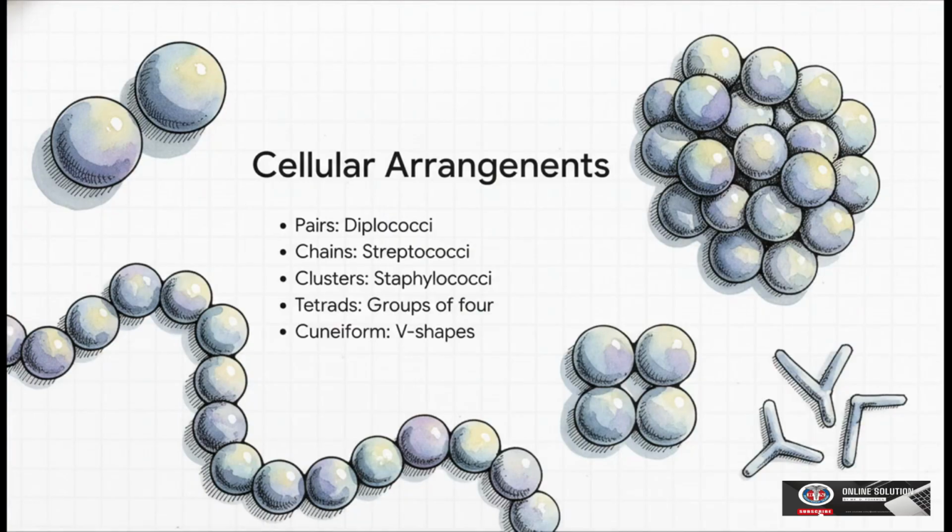But here's the thing. Bacteria rarely travel completely alone. The plane of cellular division actually dictates how they group together. So when they divide and stick in pairs, we get diplococci, like pneumococcus. If they form long chains, that's streptococci. When they divide in multiple planes, they form these tight grape-like clusters. That's your classic staphylococci. We even see these complex Chinese letter or cuneiform V-shapes, which is a total hallmark of Corynebacterium diphtheriae. When you're looking down that microscope on your clinical rotations, these arrangements are an absolute dead giveaway.